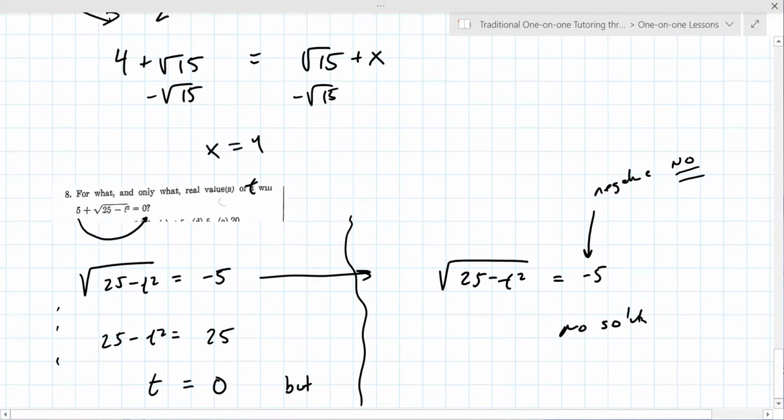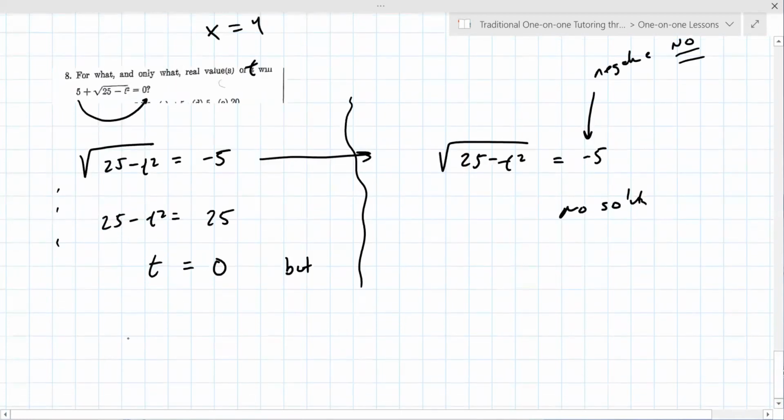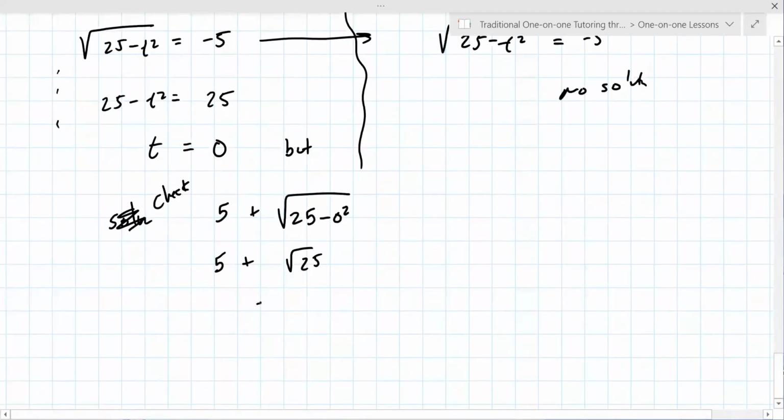Well, you can just solve it as if you don't understand. And you get an answer, but the problem is when you check it, it doesn't work. So let's check it. 5 plus square root of 25 minus 0 squared. 5 plus square root of 25 is 5 plus 5, which is 10. Is that 0? No, that's not.